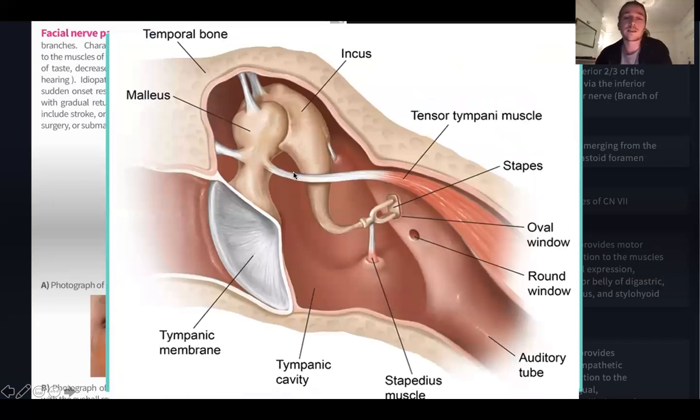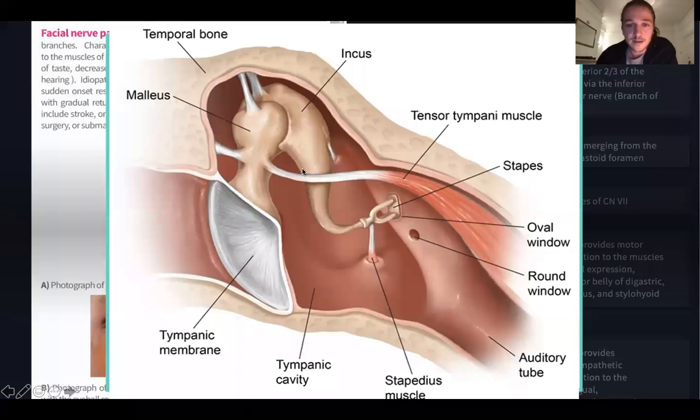This is important because with a Bell's palsy, you get a thing called hyperacusis, which means you have increased recognition of louder sounds. So it means it's more painful for you to hear everyday things such as doors opening and closing. Patients will complain of it being really irritating and really loud on the side that they have their palsy. And this is because there are two muscles that contract when you hear a very loud sound.